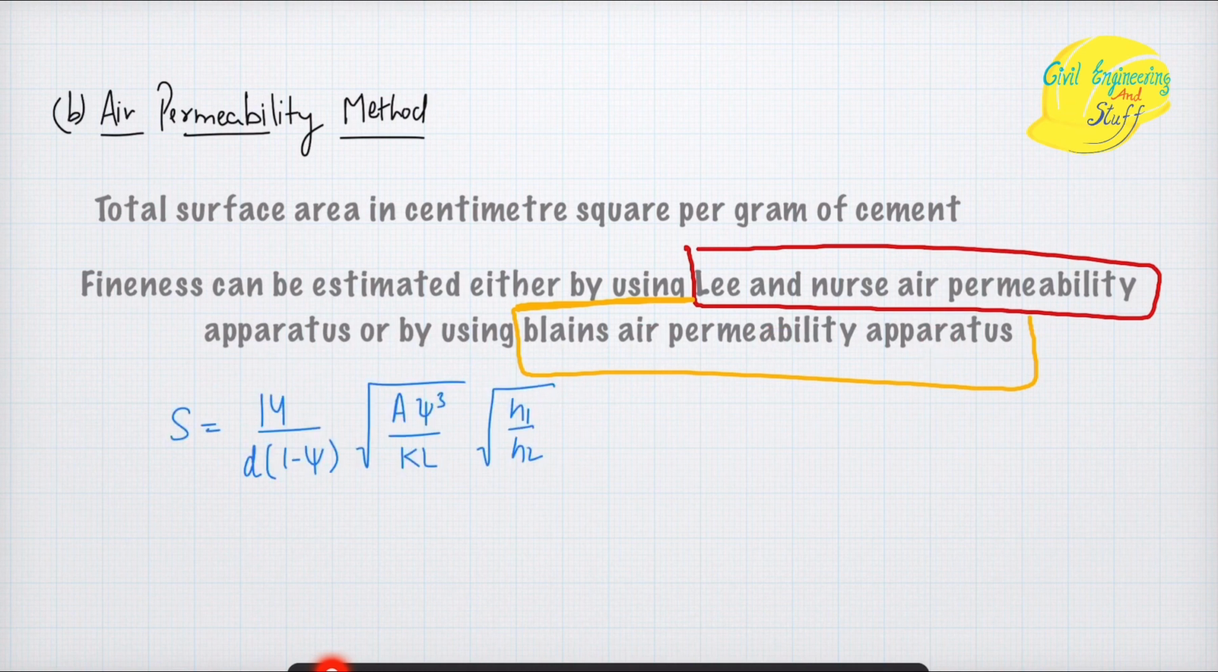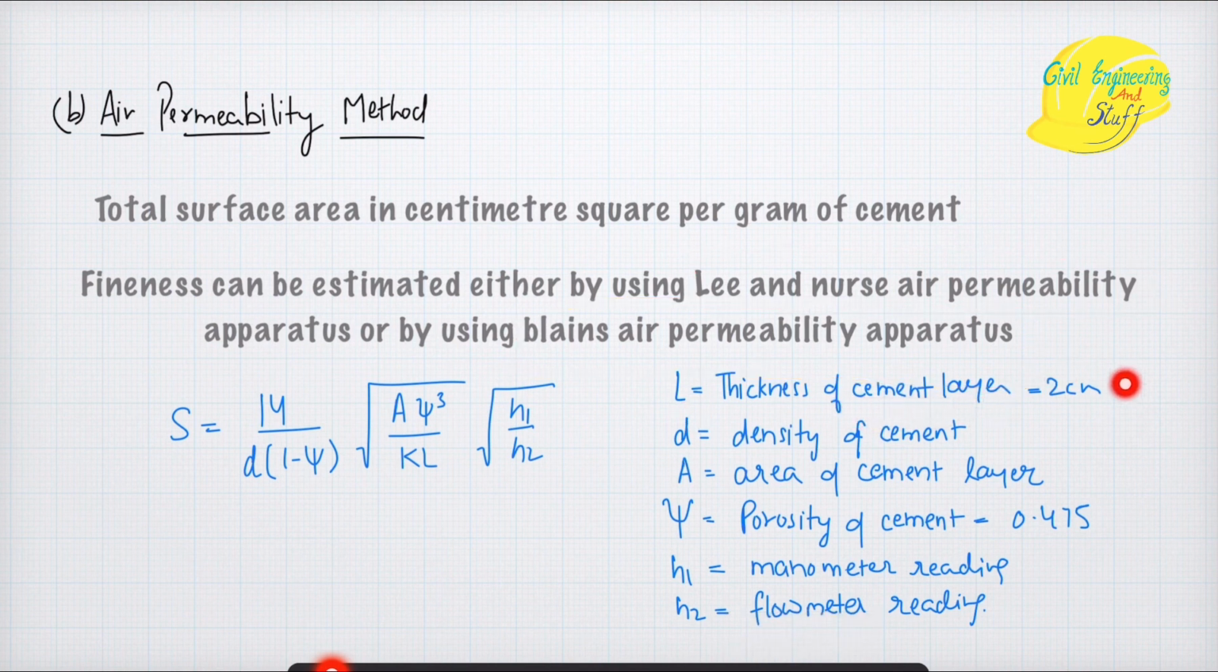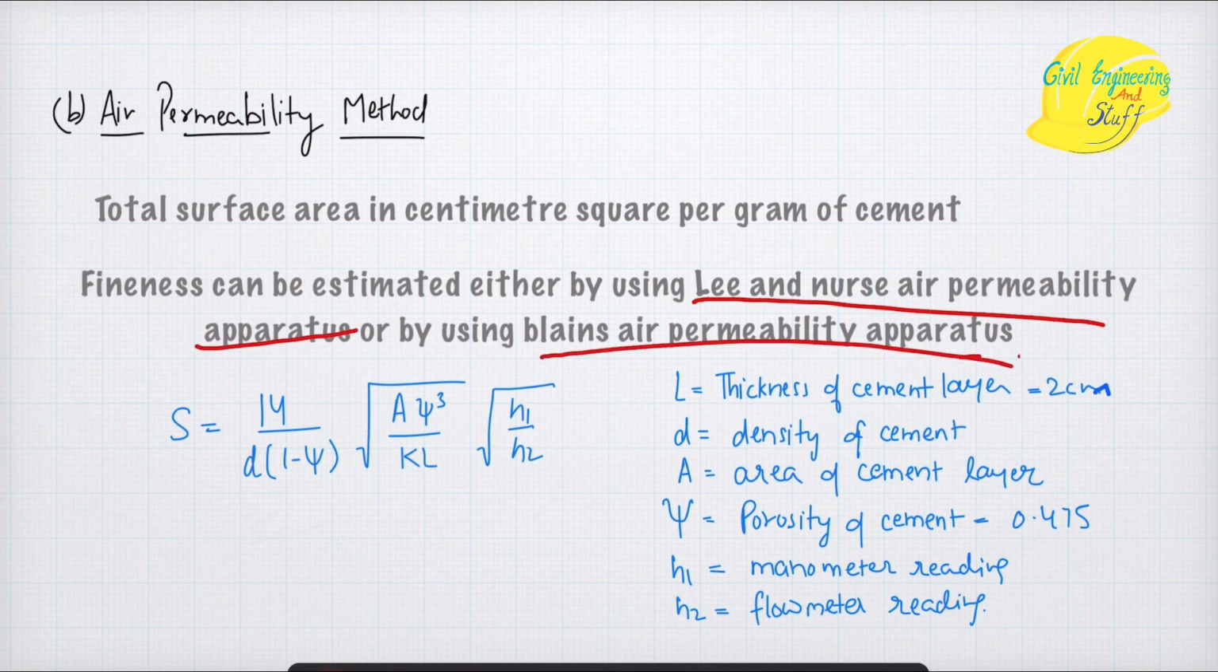And the overall surface area is represented using this formula, where L is the thickness of the cement layer, usually taken as 2 centimeters. D is the density of cement, A is the area of the cement layer, and psi is the porosity of the cement taken as 0.475. H1 is the standard manometric reading, H2 is the flow meter reading, right? So it is conventionally very rarely used, and the important point that you should remember is the two varieties of permeability method or apparatus available.